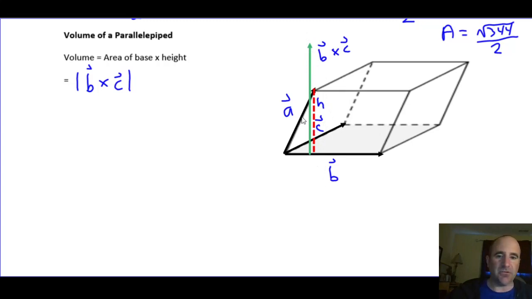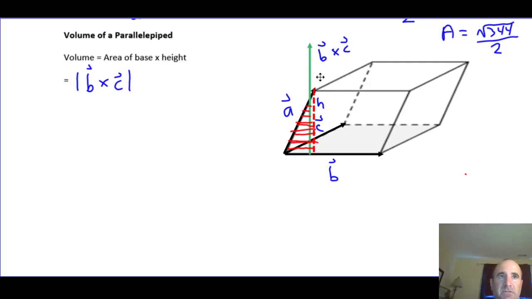But what I do notice is, and sometimes students will get this in class, how can I calculate the height based on this information? If you look closely, and it's going to be a little bit hard to draw, but if you project A onto B crossed with C, you actually get the height. So the height is actually equal to vector A projected onto B crossed with C.